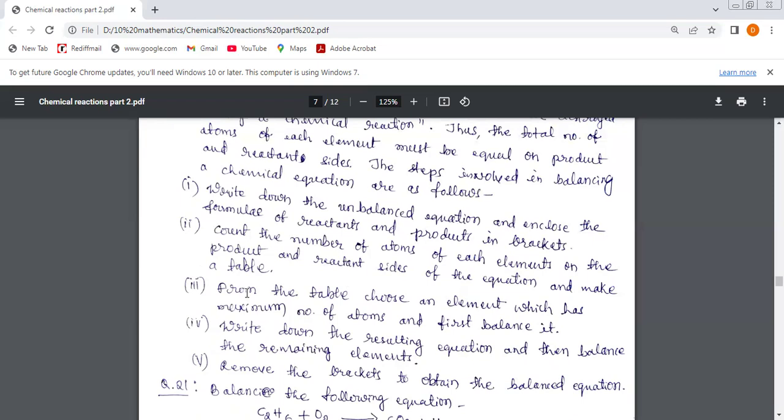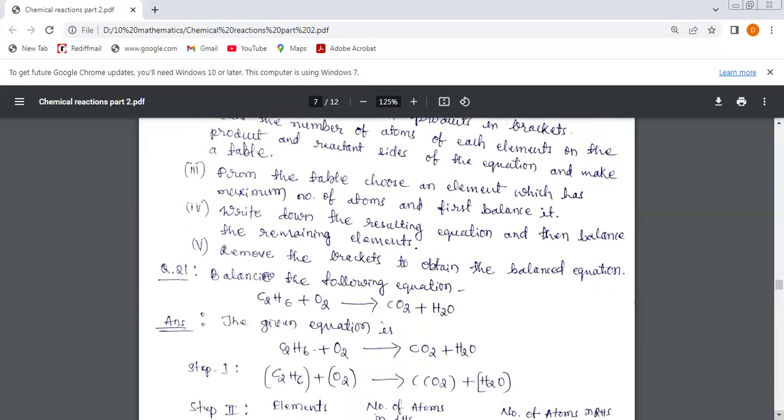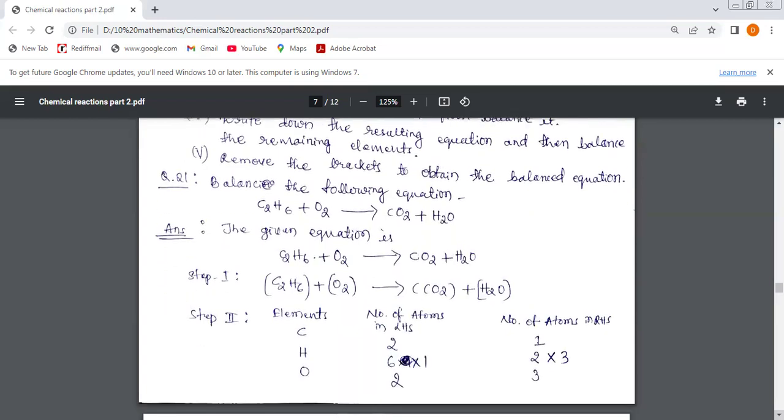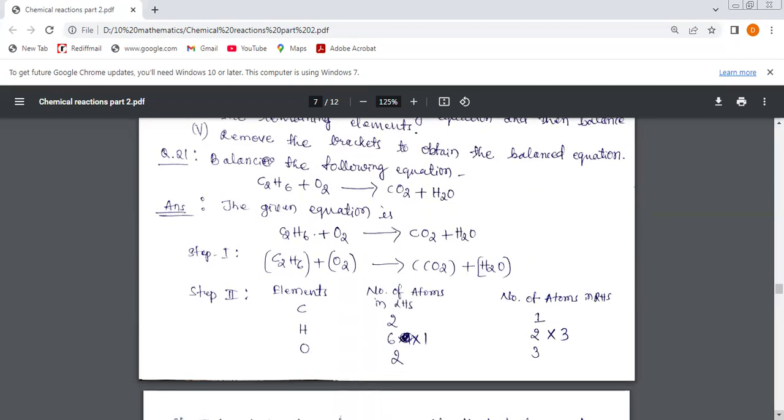The next step is, from the table, choose an element which has the maximum number of atoms and balance it first. Next step, write down the resulting equation and then balance the remaining elements. Then remove the brackets to obtain the balanced equation. These are the very important steps you have to follow to balance a chemical equation. So now we will see an example.